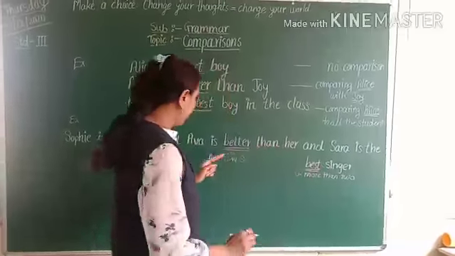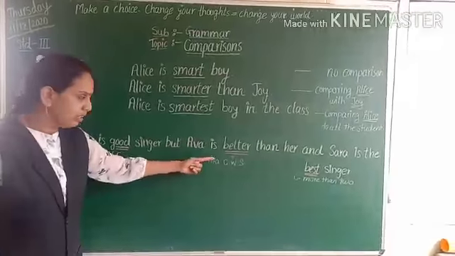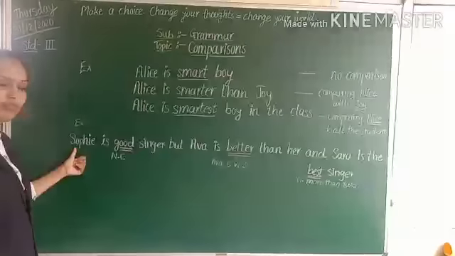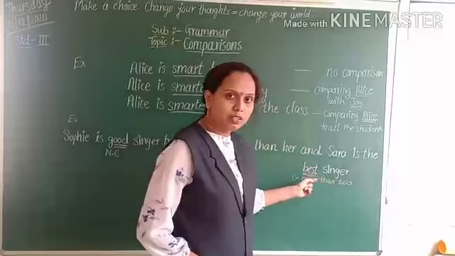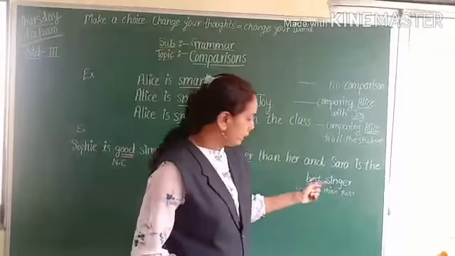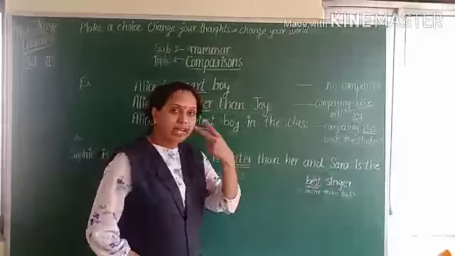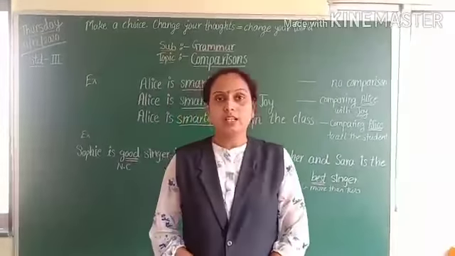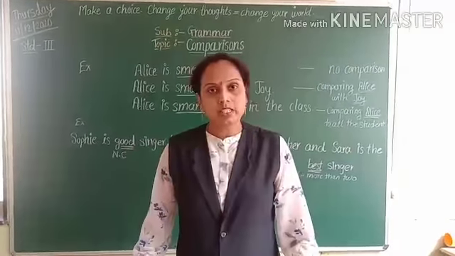Here there is no comparison. In this, with better, Ava and Sophie are compared, and here Sarah is the best. Good, better, best. Best means what? Sarah is compared with more than two persons. Understood? Let's see in detail in the textbook.